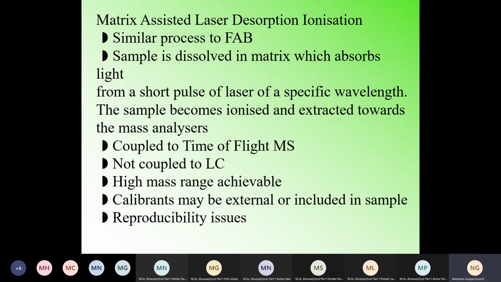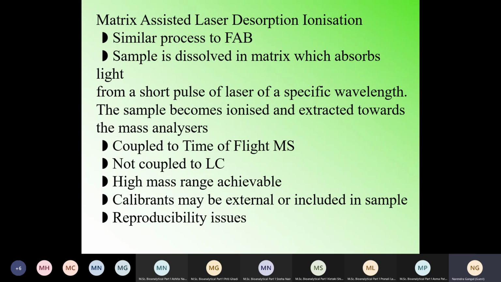MALDI is a very popular technique today for biomolecules and polymers. It cannot be coupled to the LC, but it can be coupled to any kind of analyzer. That is, it can be coupled with the time of flight mass analyzer. MALDI is basically, as I said, since it's a desorption technique, mainly used for very big molecules. So you can't use the analyzers which have limited capacity of analysis. Like for example, quadrupole machines are generally, now I am just going a little ahead.